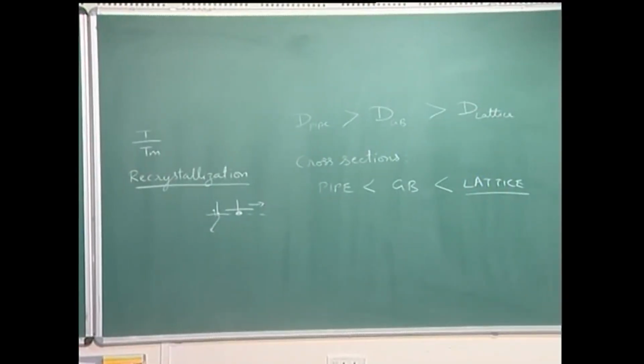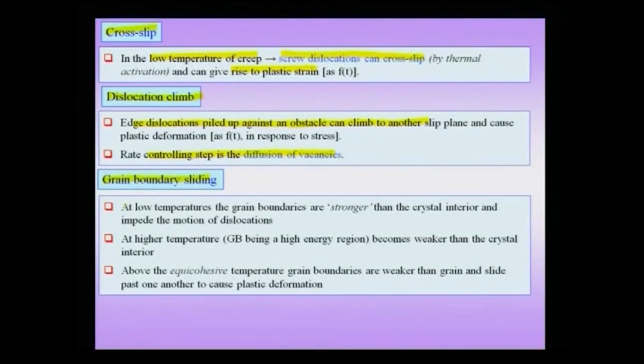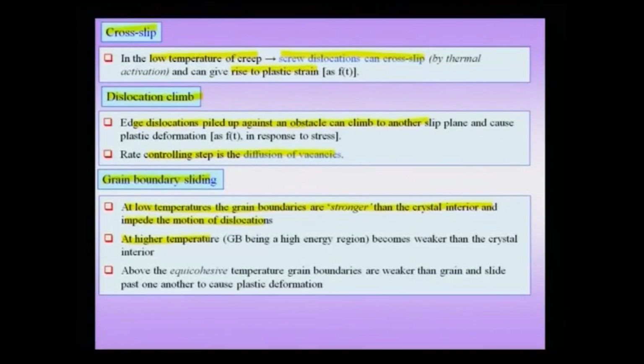In grain boundary sliding, if you look at it, at low temperatures the grain boundaries are considered stronger than the crystal interior and impede the motion of dislocations. This is what we know from normal, and this in some sense is a reflection of what we have always known as the Hall-Petch effect. At higher temperature, the grain boundary, being a high energy region, becomes actually weaker than the crystal interior, and sometimes this is even described as a sort of melting of the grain boundary at high temperatures.